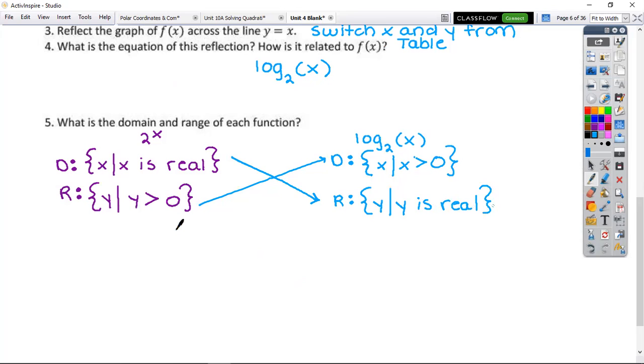I want you to make a big note. Domain and range switch, or flip, whatever you want to call it, since your log and exponent are inverses.